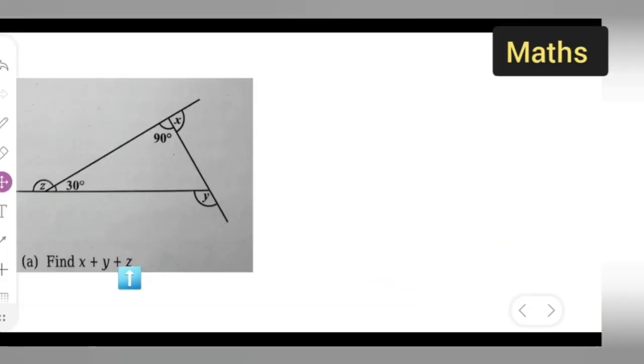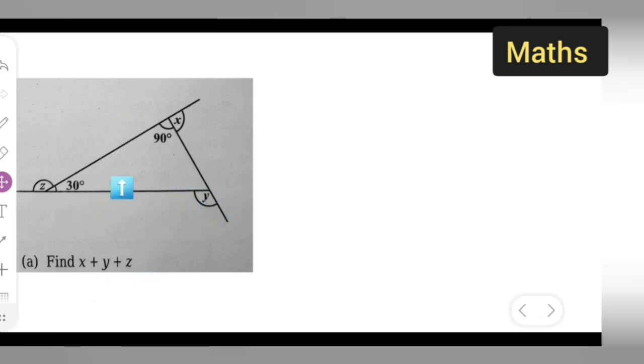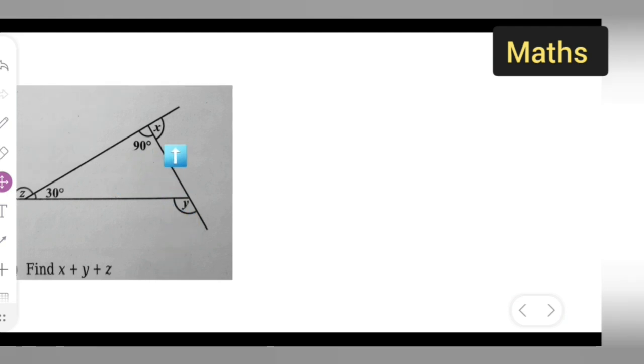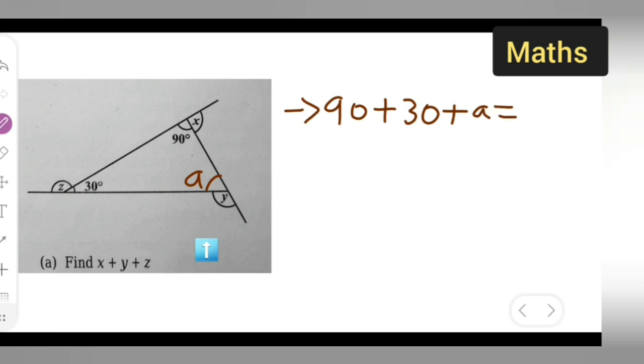Okay, so I hope for question number 7 you all can take down: we need to find x plus y plus z. Okay, we need to add these. First let us find out x, y and z. We know that 30 and 90 are given, we need to find the third part. But before that we can consider the inside angle to be a. Then we know the angle sum property: the sum of a triangle is 180. So write down 90 plus 30 plus a is equal to 180.